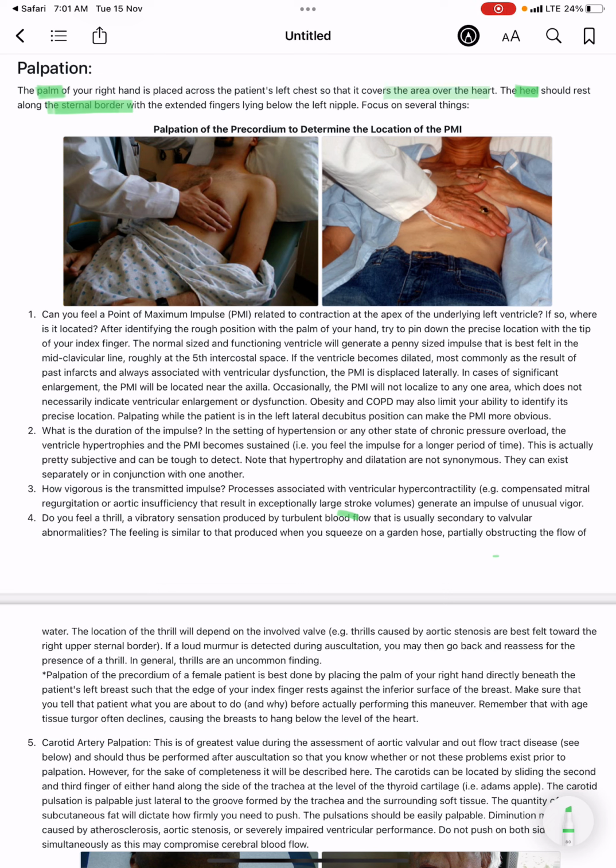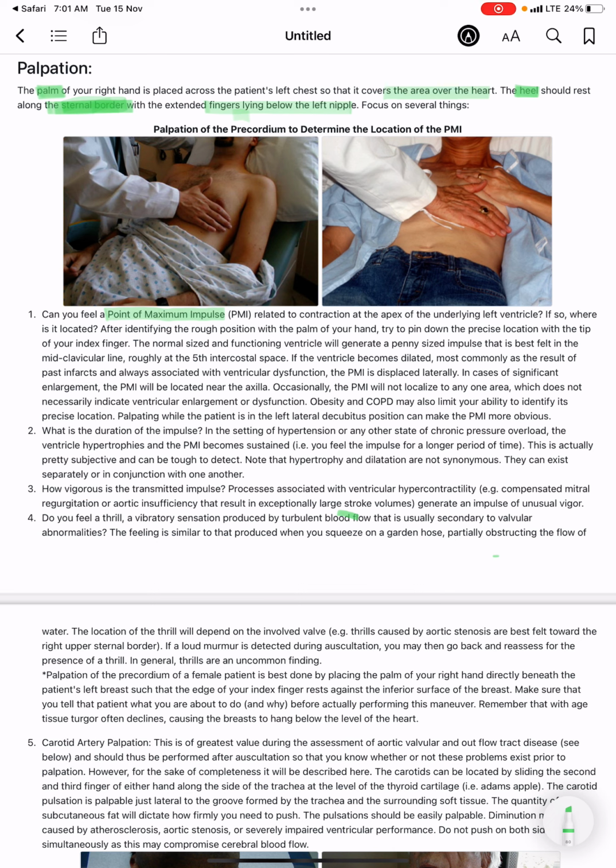So the heel is resting along the sternal border, and the extended fingers are lying below the left nipple. You have to focus on several things. Can you feel a point of maximum impulse related to contraction at the apex of the underlying left ventricle?